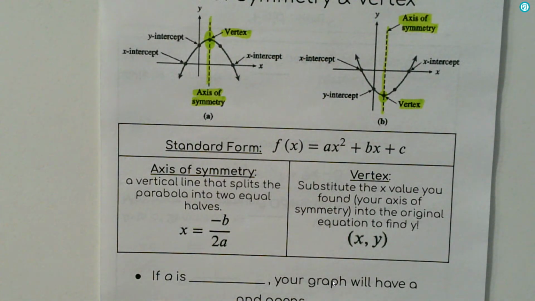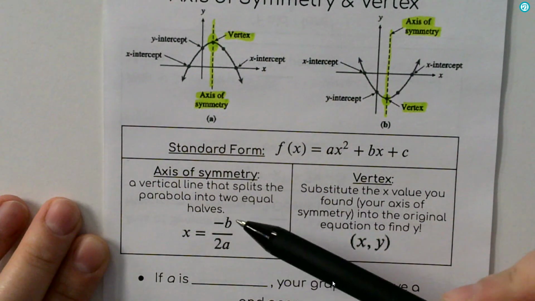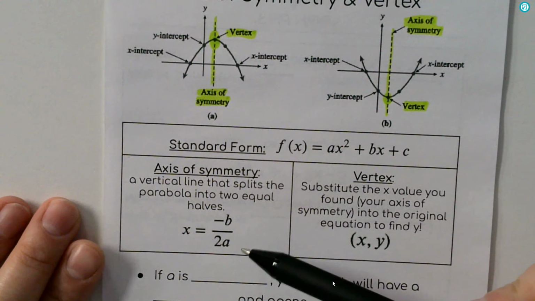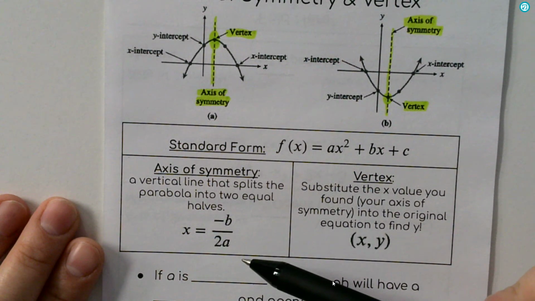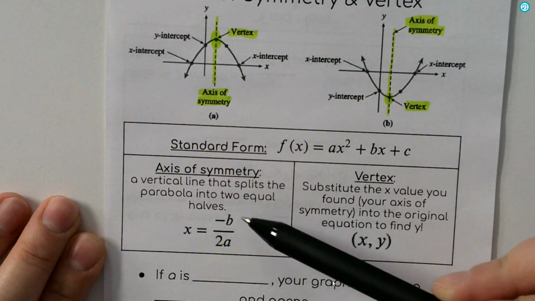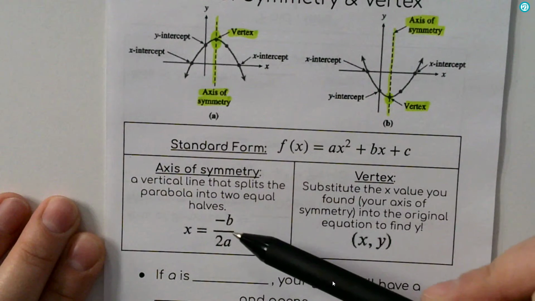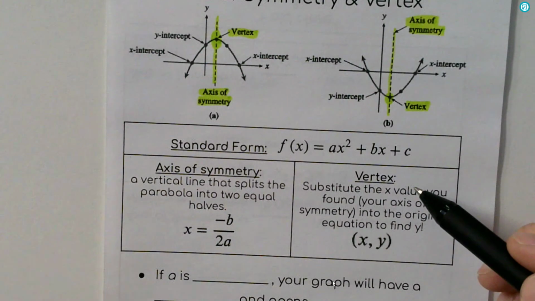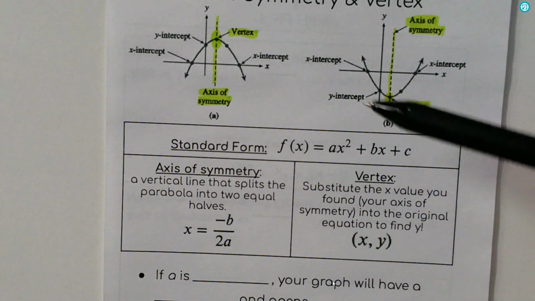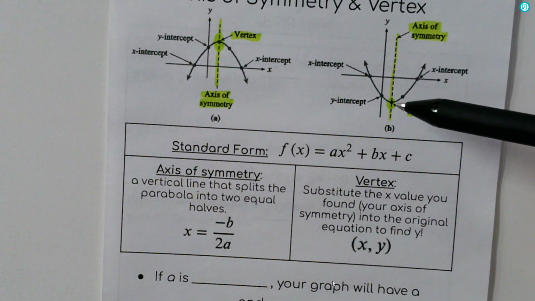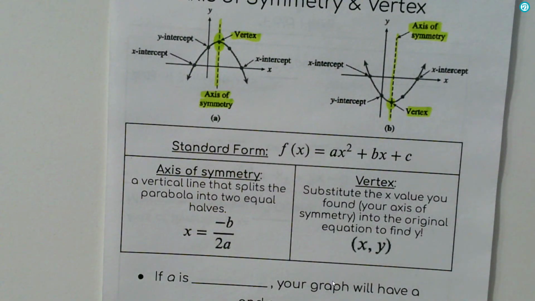The formula to find that is x equals negative b over 2a. That might look familiar. It's part of the quadratic formula. The quadratic formula had your plus or minus square root of b squared minus 4ac up here, but the negative b over 2a, we've seen that in the quadratic formula. And then how we find the rest of our vertex is once we know that x value, because if this line is the x value that's in the middle, we take that x value, plug it in, and find y. That is what we are going to be doing today.